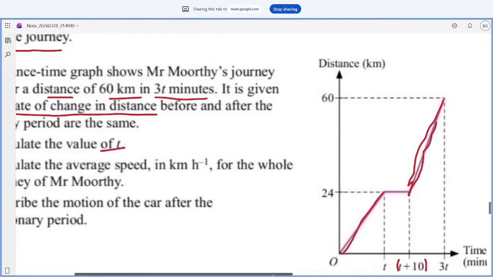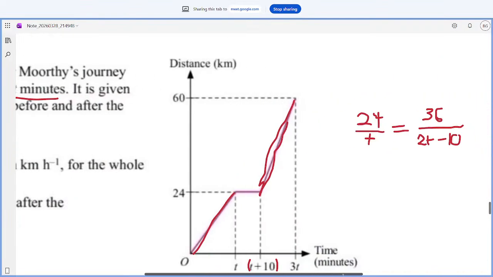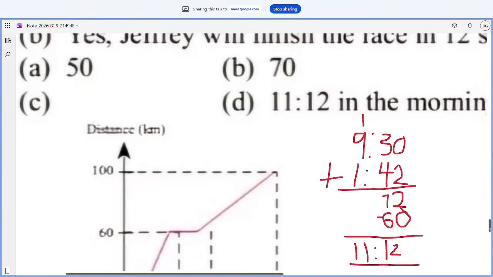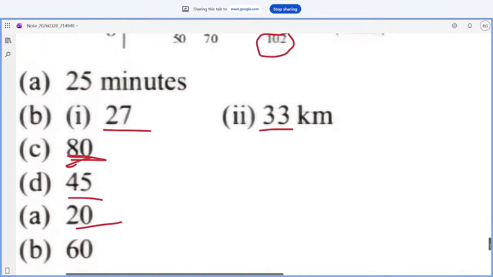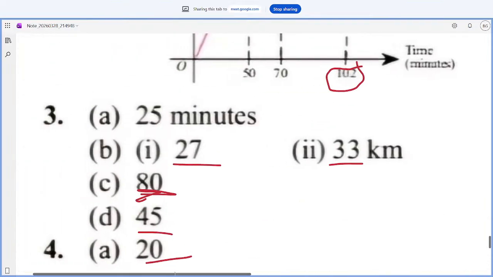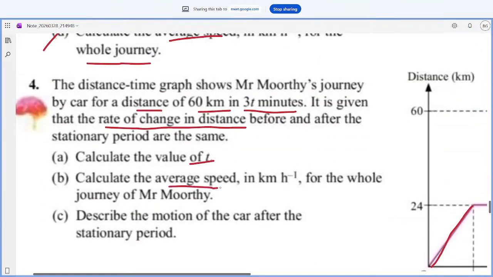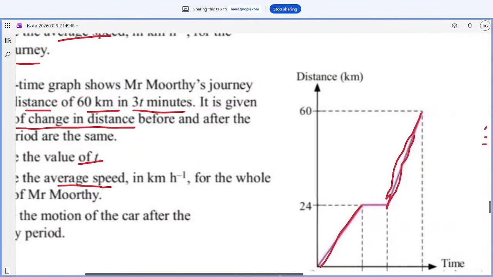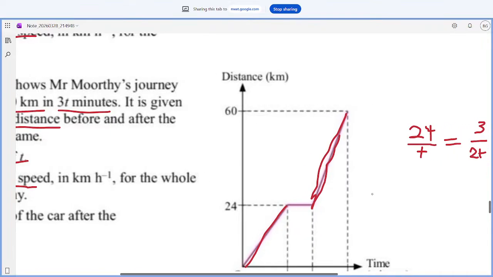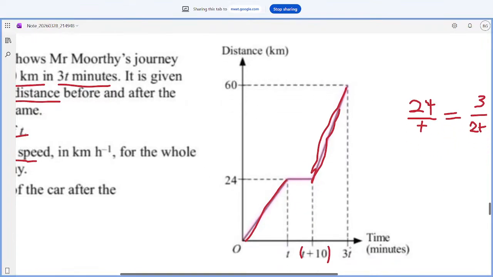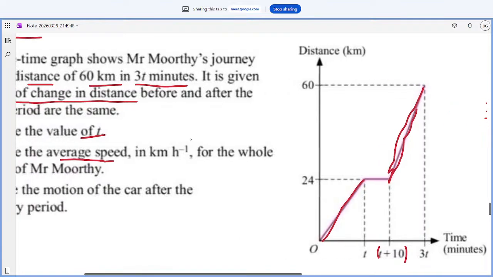Understand guys how to do it for part A? Can. Okay, so yeah, this is the answer. You should get 20 for your t value. Okay, so yeah, next one, part B, they want you guys to count average speed. Same thing guys, laju purata. So basically it's 60 divide your 3T. Okay, but kilometer per hour.